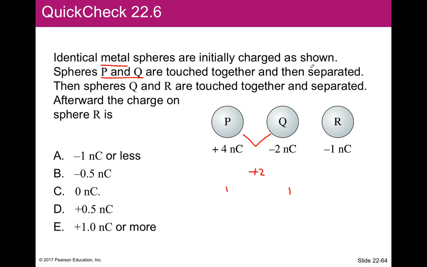And now next step, separate them. Separate them, you get +1 on P, +1 on Q. And then touch Q and R, then redistribute the charge, it gets neutralized. So the answer should be 0. But keep in mind, in our exams, the numbers could be completely different. So you need to understand, not just remember the numbers.